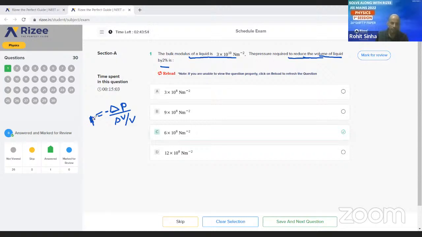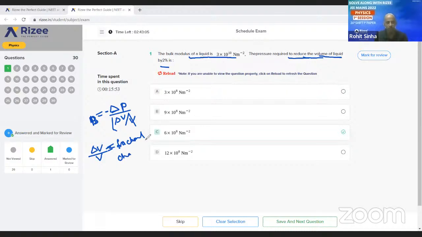Try this. Yes, you are thinking right. This term delta V by V that we are seeing here, this denominator term, what is it? It is a fractional change in volume. Fractional change in volume. And this fractional change is given in the question.